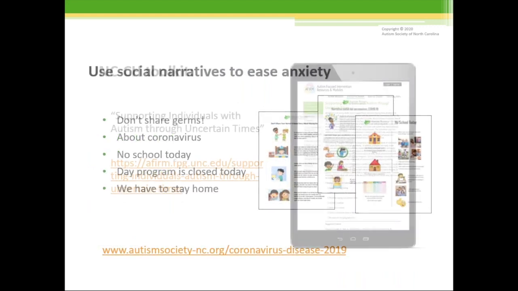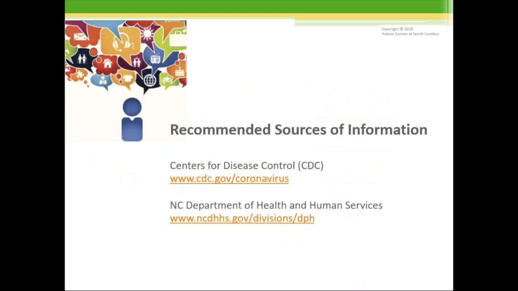And so just lastly, the Autism Society is recommending that you please check out the CDC or the North Carolina Department of Health and Human Services for more information specific on coronavirus. Obviously, these are highly reputable and credible sources of information, and we always want to make sure we're trying to encourage folks to go to these sources.